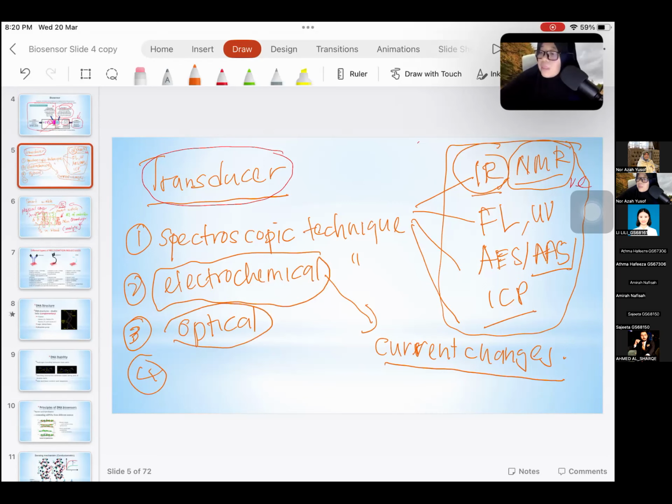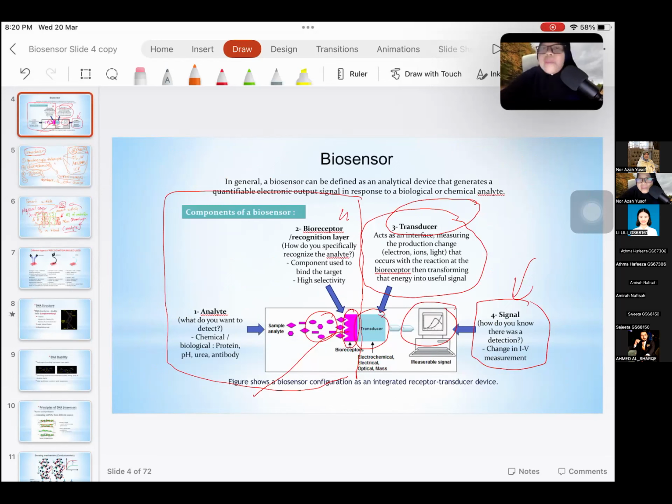Optical, which is probably absorbance, you see UV just now, fluorescence, or it can just be color change, just like the test strip that you have used for COVID test. It is based on color change, but this falls under optical technique. So this is what a transducer is all about. It helps to translate the interaction into signal, because we have to measure the signal. We have to measure the interaction between the analytes and the receptors.